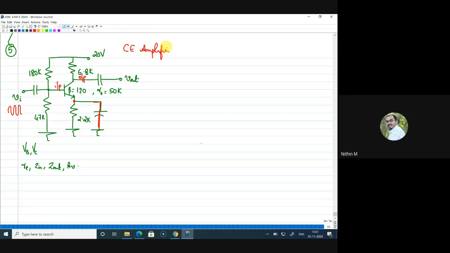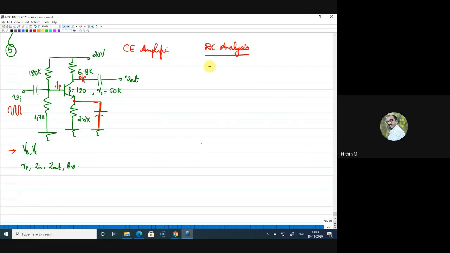So who is next? Mauna? Okay, Mauna, I hope you understand that this is a common emitter amplifier. Now can you tell me how to start with the calculations of VB and VC? Can I write the heading as DC analysis? Can you tell me what is the first thing to do? So we can find VTH and RTH.